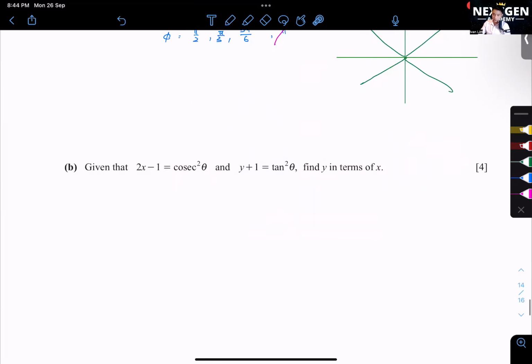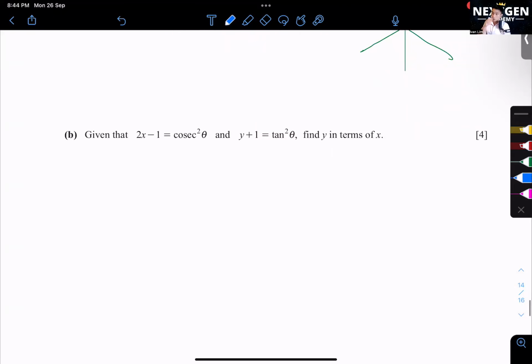All right, question B. Given that 2x minus 1 equals cosecant square theta and y plus 1 equals tangent square theta, find y in terms of x. There are various ways to do it. I'm just going to do one way. If your final answer is correct, most likely it's correct also. Whenever you have some sort of square, as you do simultaneous equations like this, most likely you need to use the identities.